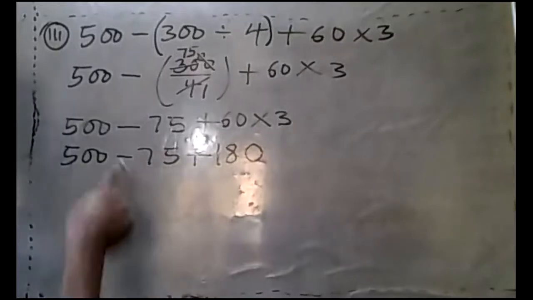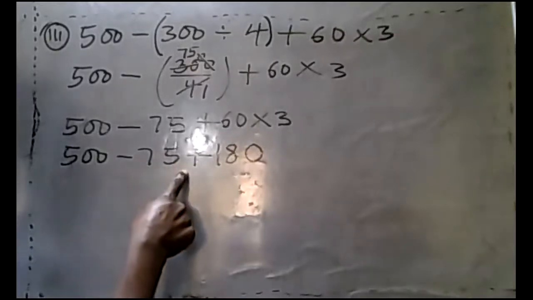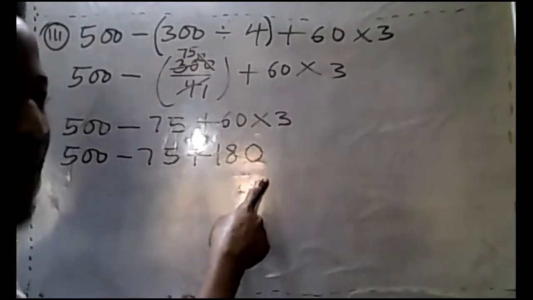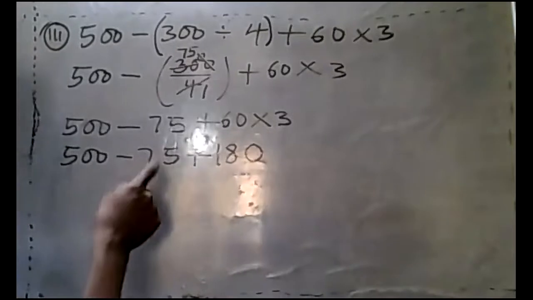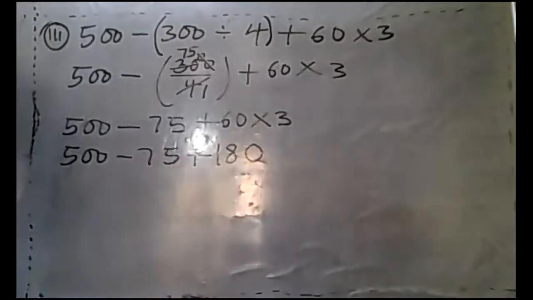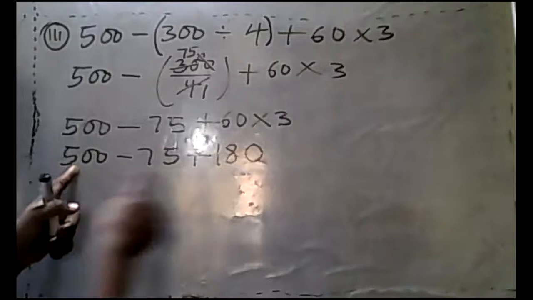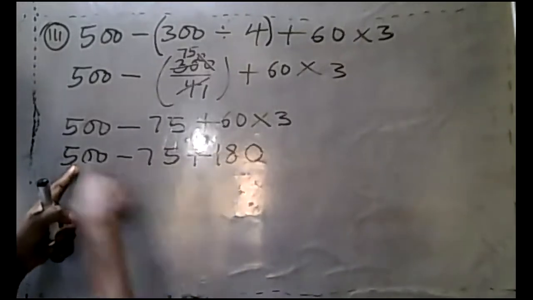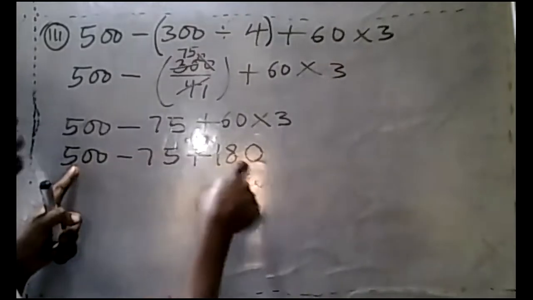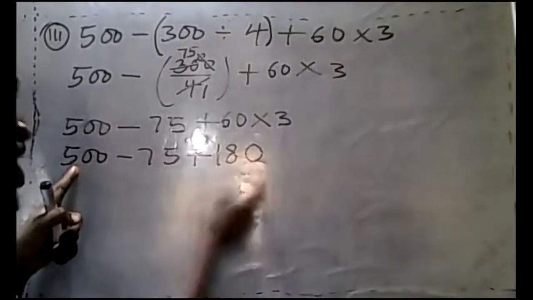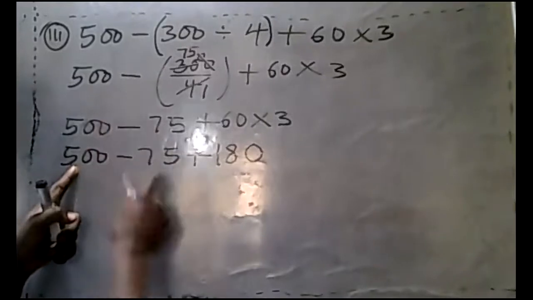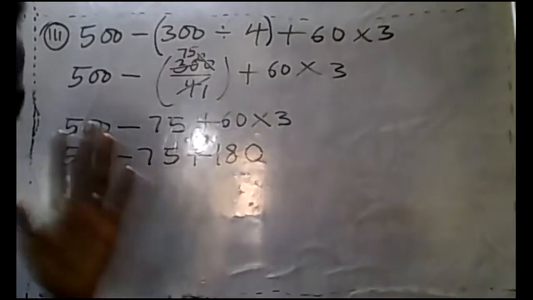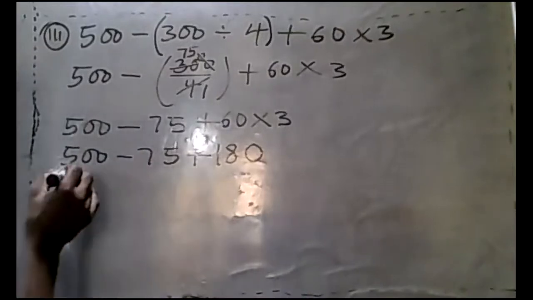What you need to do is, you're owing 75 naira, you have 180 naira. You have to take this away from 180. Or alternatively, since this one is plus, you can rearrange it to say 500 plus 180. The answer you get, you now take away 75. So let's do it in two ways and see, and we're going to arrive at the same answer. You can rearrange.